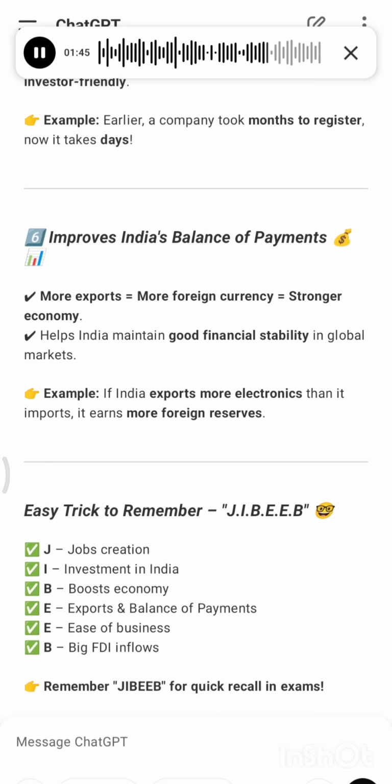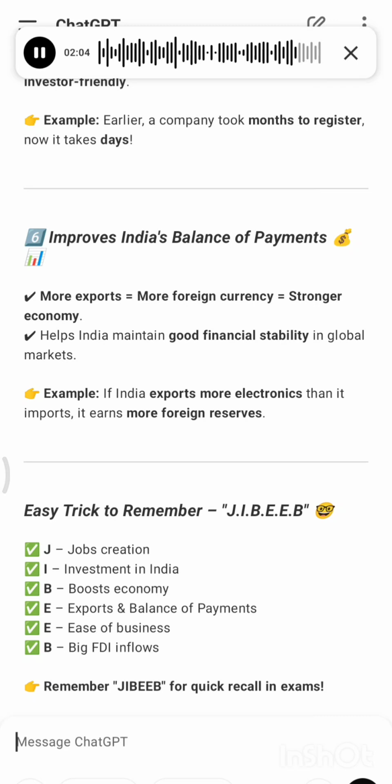6. Improves India's balance of payments. More exports, more foreign currency equals stronger economy. Helps India maintain good financial stability in global markets. Example, if India exports more electronics than it imports, it earns more foreign reserves.